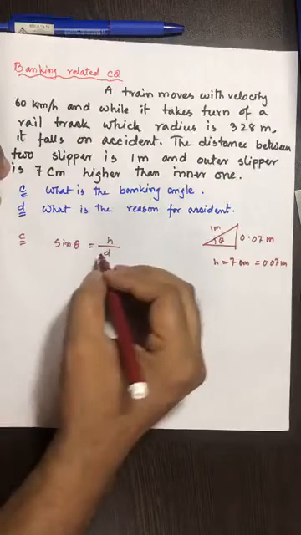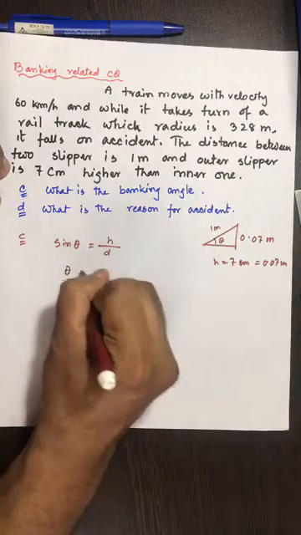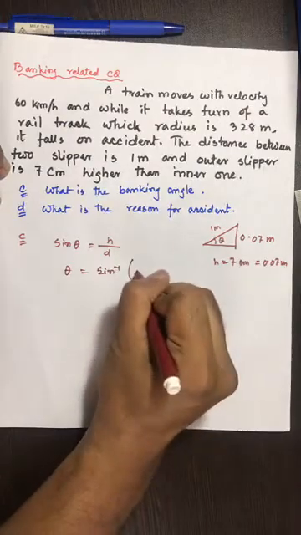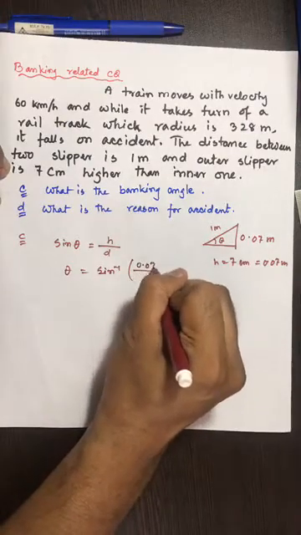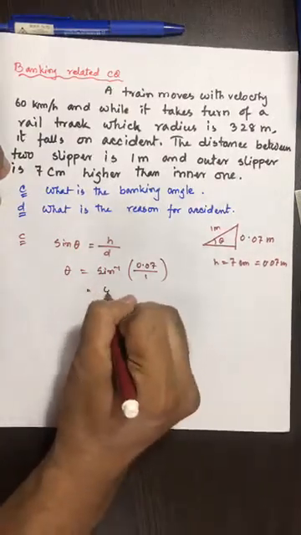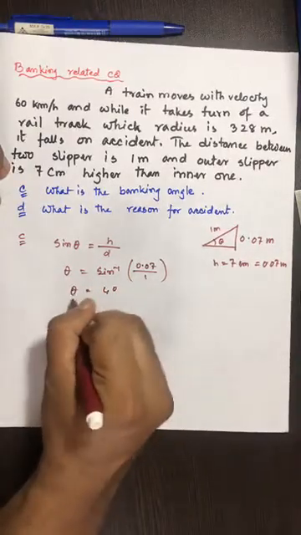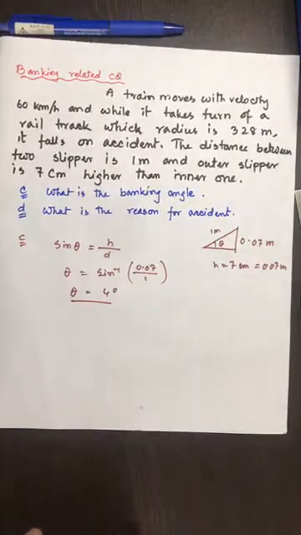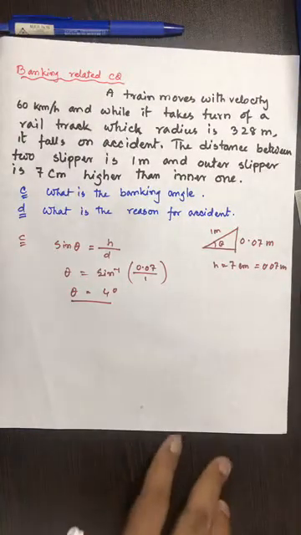So theta equals sine inverse of 0.07 divided by 1. It is likely to come to about 4 degree, theta equals that. That's the banking angle we have found. Guys, do you find it clear?